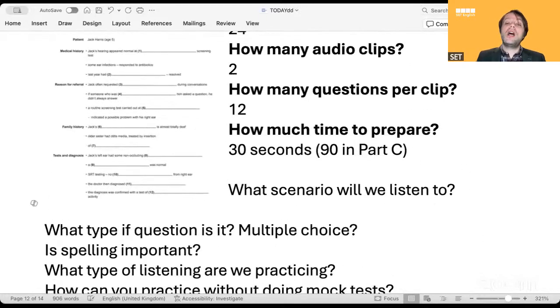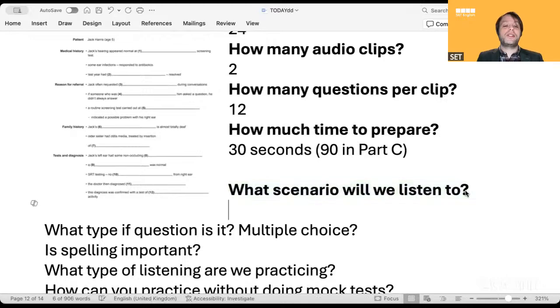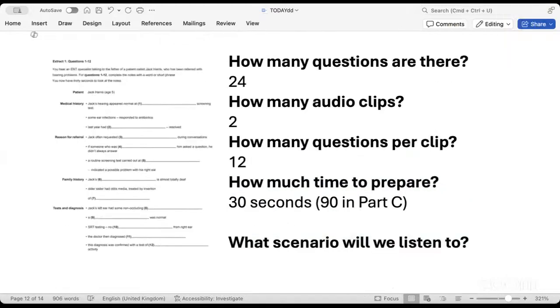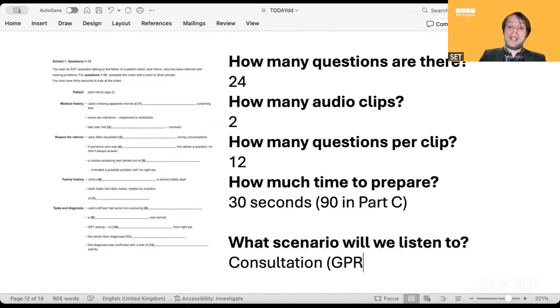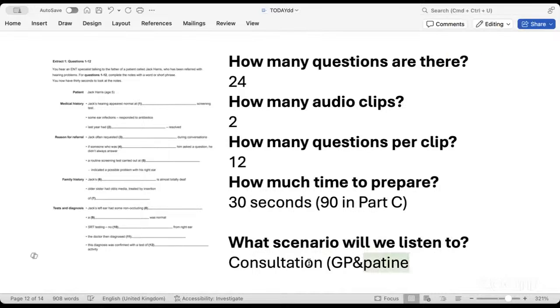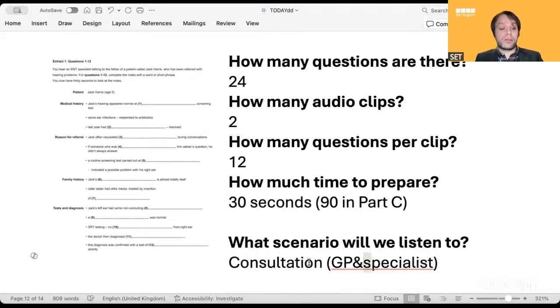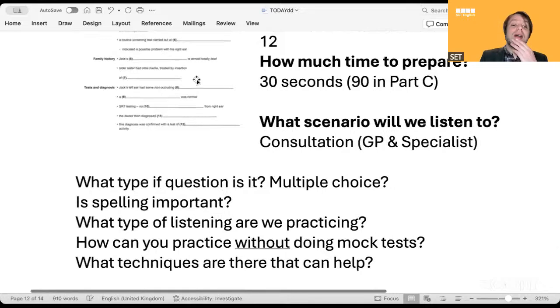Okay, what scenario will we listen to? Everyone, what's the scenario? Consultation. Specialist. Sometimes it's GP and patient, sometimes specialist and patient. It's always with a patient, of course. It might be GP and patient, it might be specialist and patient. Okay. Let's have a look at this one.